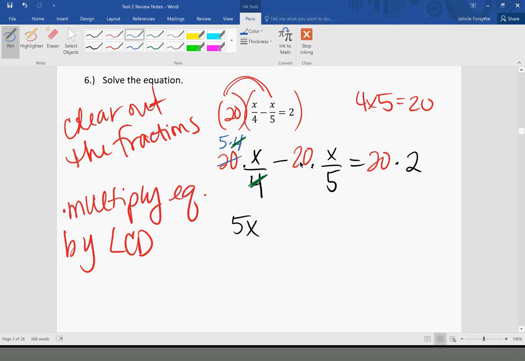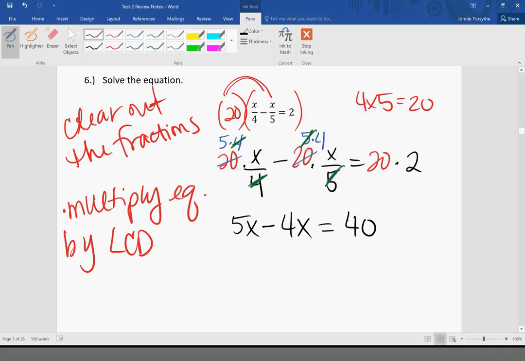Okay, let's look over here. So 20 can be written as 5 times 4, and we're doing that so we can cancel out the 5s. 5 over 5 cancels out. So now all I have left is this negative 4 times x, which is negative 4x.